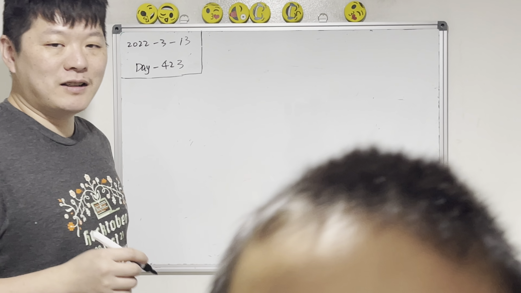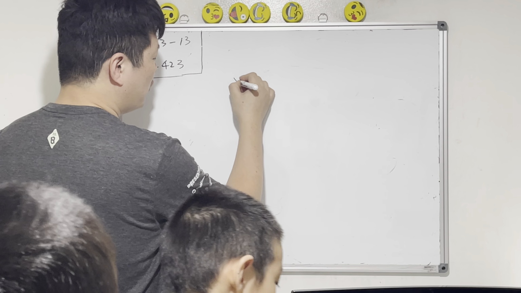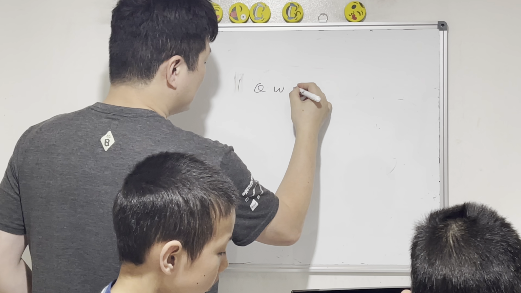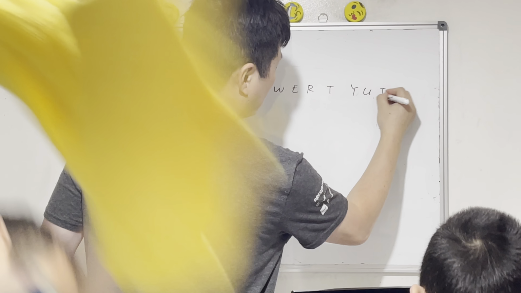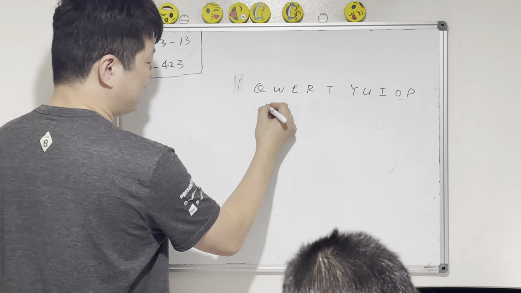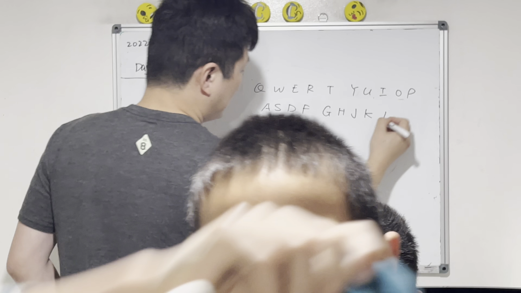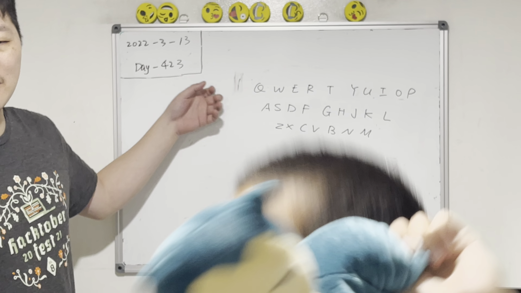Okay, so let's draw a keyboard. QWERTYUIOP. Okay, and how about the second row? ASDF. Okay, what's the third row? Okay, so these are the American keyboard.